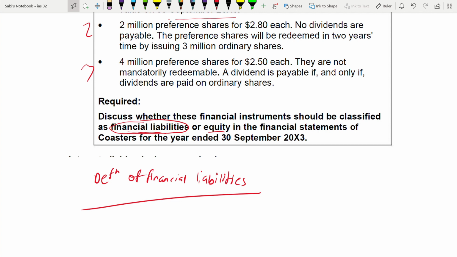So it should be variable. The keyword is variable, the number of shares. Not fixed. If it's fixed, it's not a financial liability. It needs to be variable. So now you see whether this one is variable or not. You have to link this to the case study.